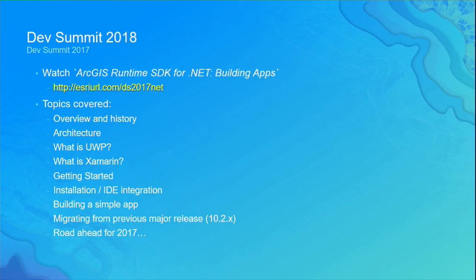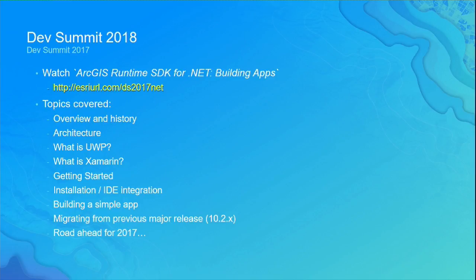We took a look at the architecture, and we will take a look at that again today because it explains a lot about how we build the SDK and the APIs that are included with the SDK, and it gives you great background into how you can build your apps on top of the SDK. We also took a look at some of the new technologies that we started supporting with the version 100 of the ArcGIS Runtime SDK, so UWP and Xamarin. We took a look at explaining what those technologies are. We also had the Getting Started section and discussed installation and integration with Visual Studio.